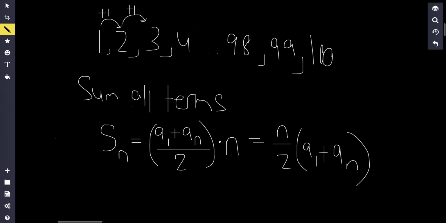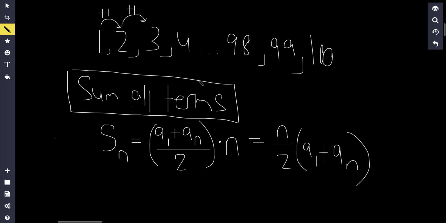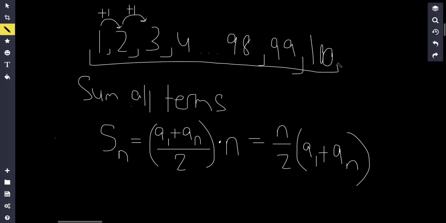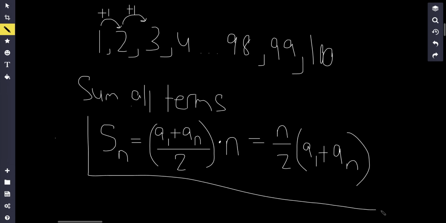Let's say that this sequence goes on until 100. So it's 1, 2, 3, 4, 5, 6, 7, 8, and all the way up to 100. I want you to find the sum of all of these terms. So if I were to add all of these terms up, what would I get? Luckily, there's a formula for us to do this.